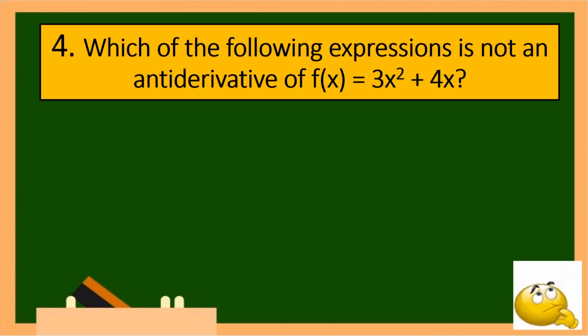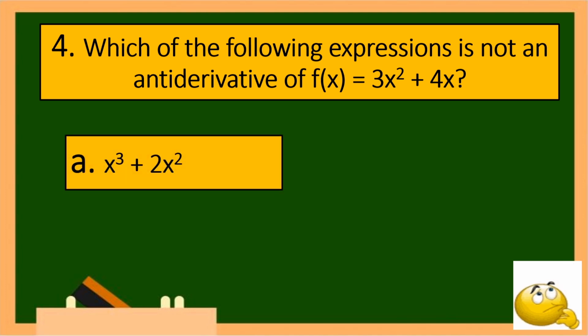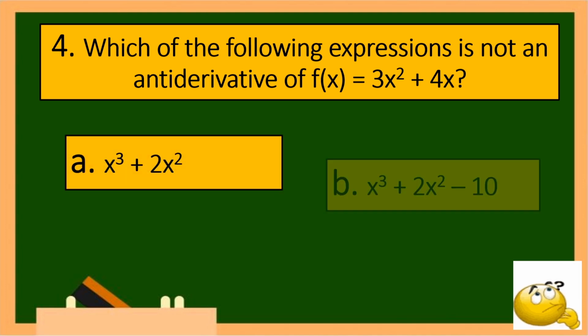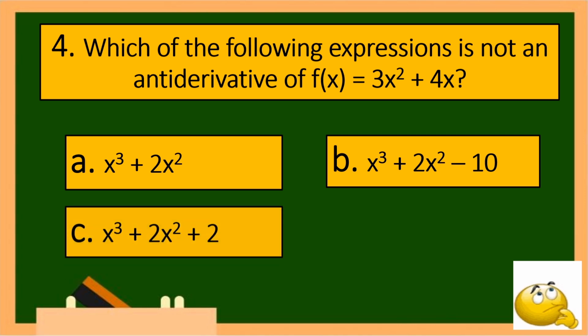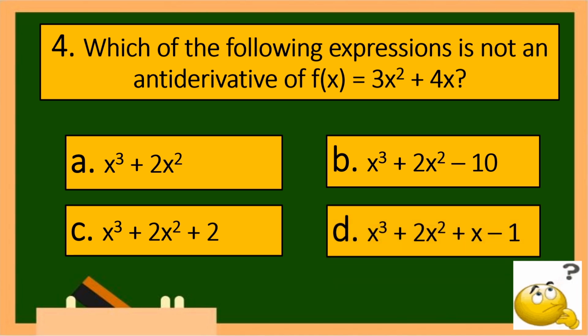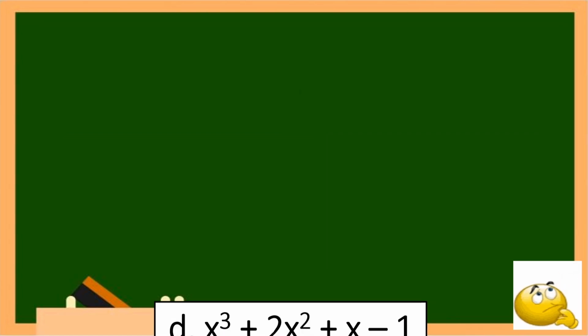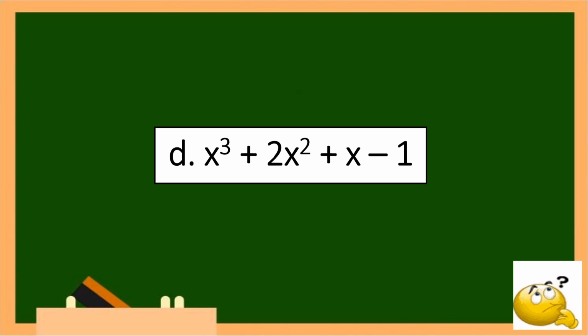Number 4. Which of the following expressions is not an antiderivative of f of x equals 3x squared plus 4x? Is it A, x cubed plus 2x squared, B, x cubed plus 2x squared minus 10, C, x cubed plus 2x squared plus 2, or D, x cubed plus 2x squared plus x minus 1? The answer is D, x cubed plus 2x squared plus x minus 1.